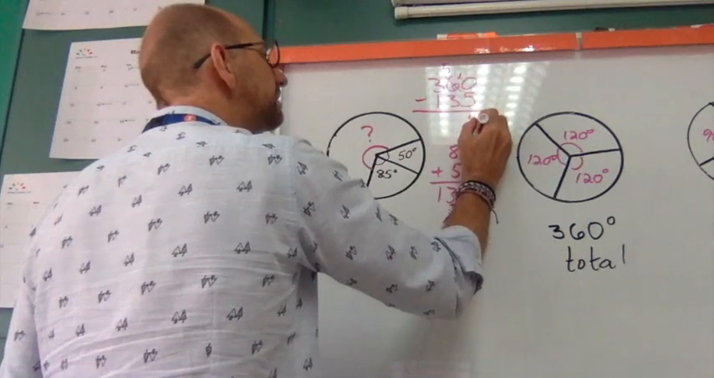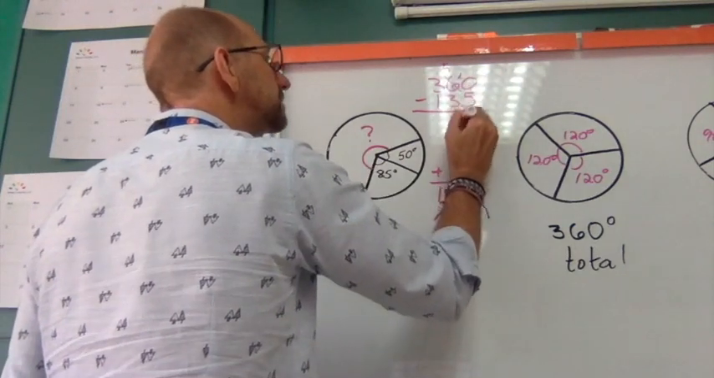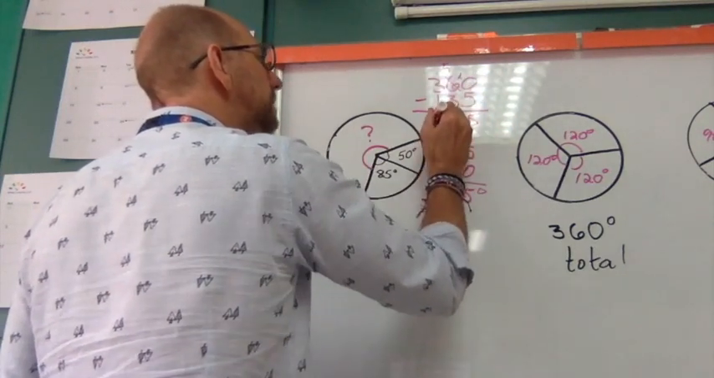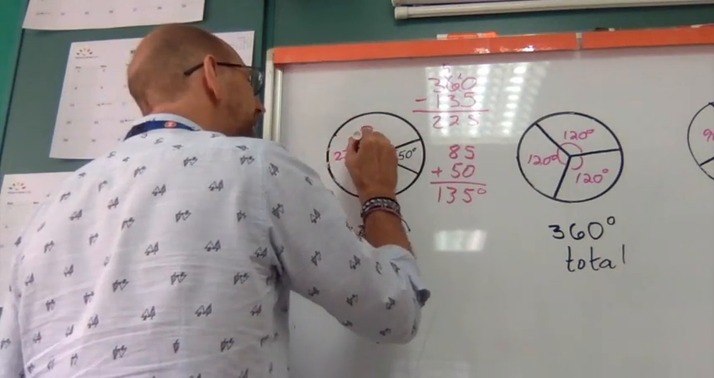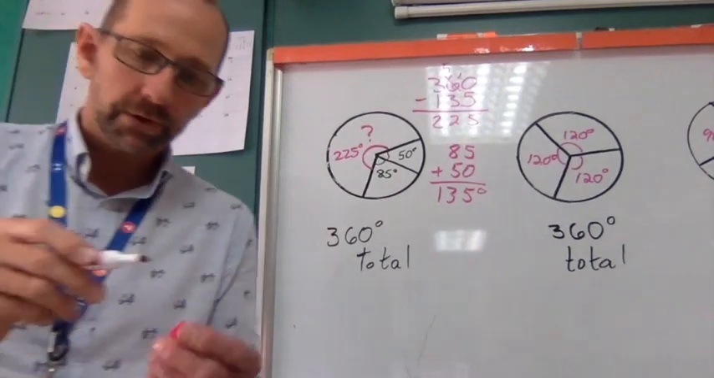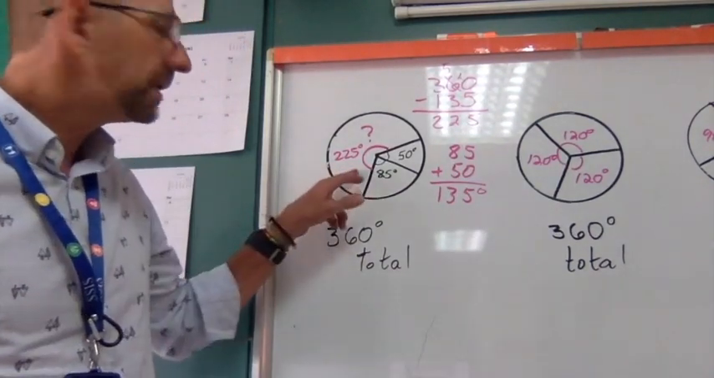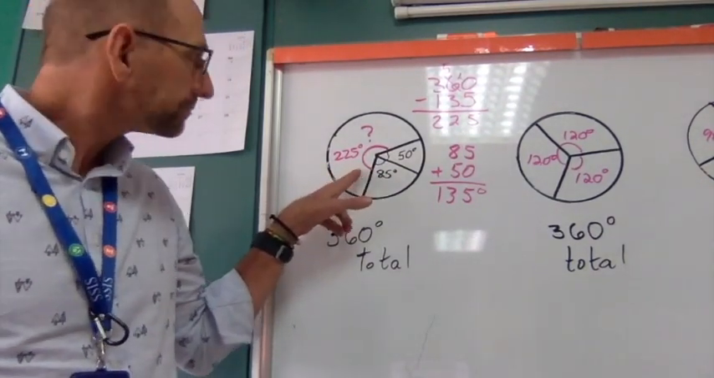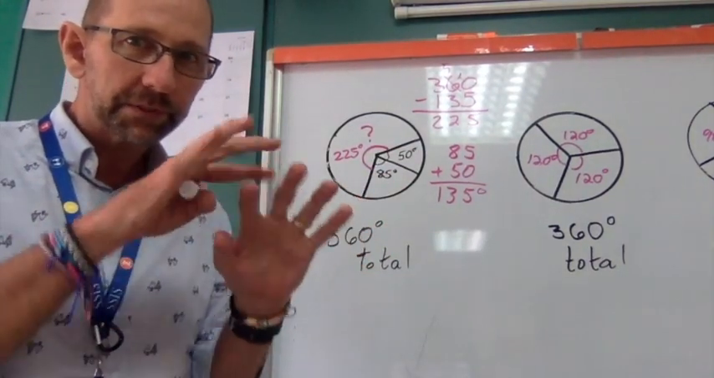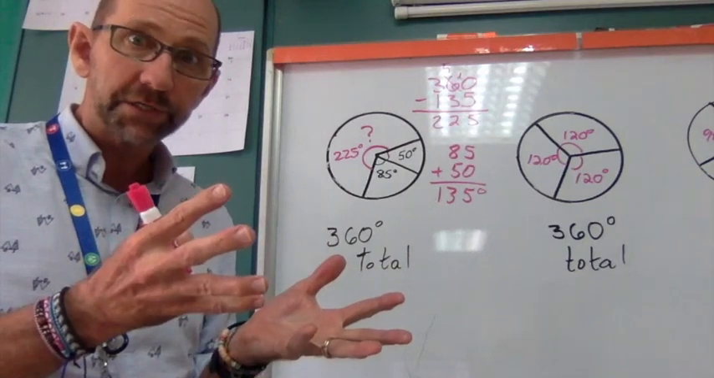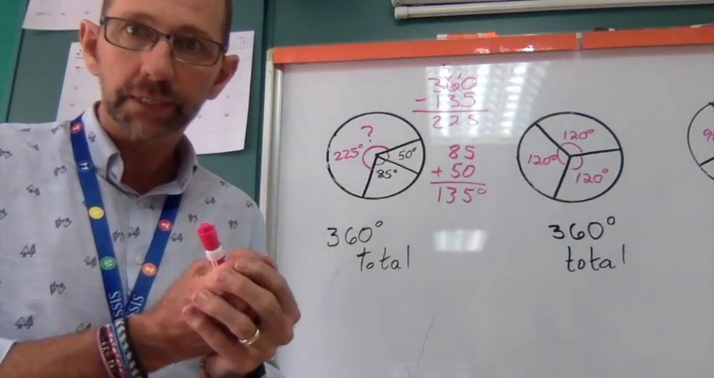10 minus 5 is 5. 5 minus 3 is 2. And 3 minus 1 is 2. So I know that the remaining angle is 225 degrees. Okay? So now, when you are calculating an unknown angle inside of a circle, you just got to keep in mind that the ones you do know, add those up so you know what angle is taking up that section, then subtract it from 360.